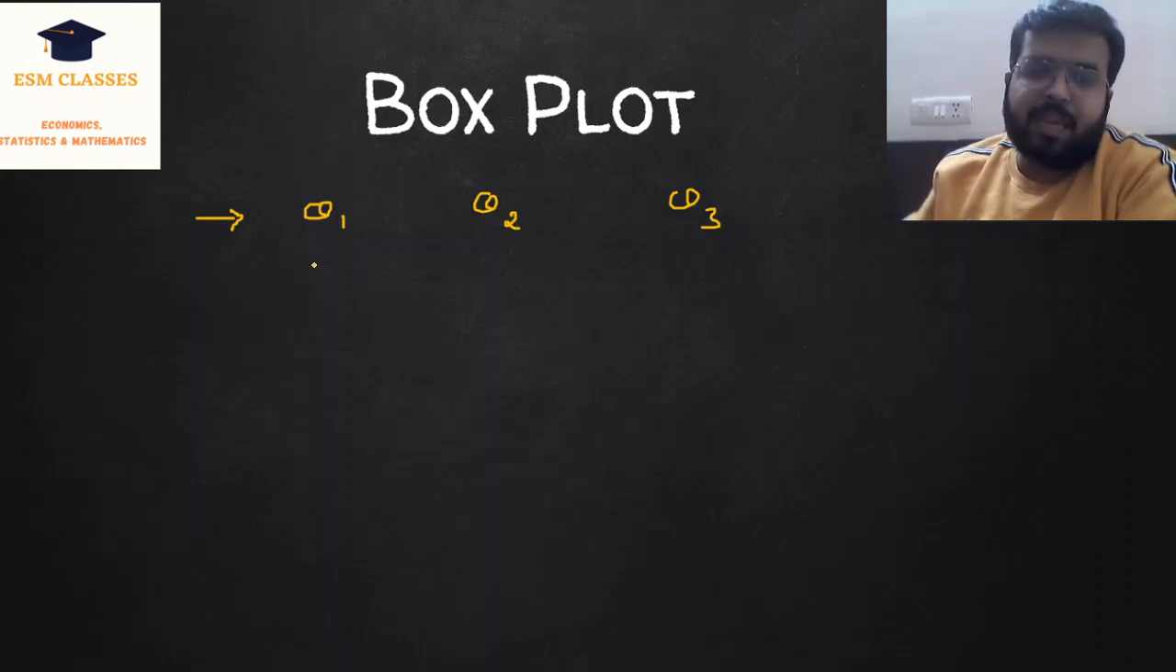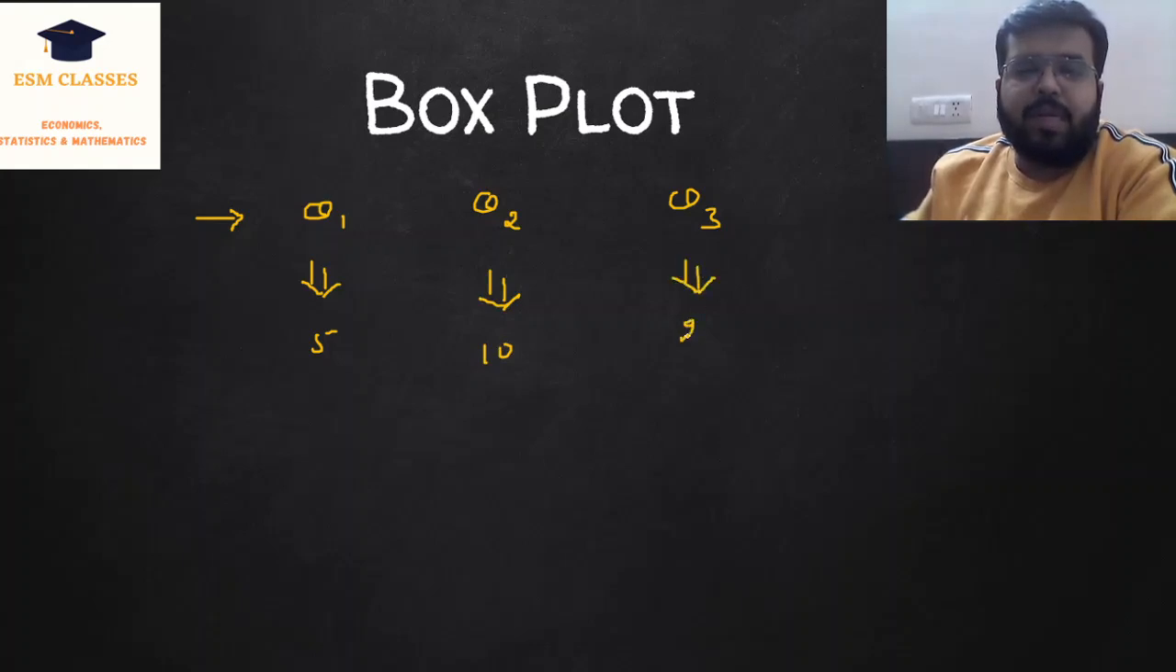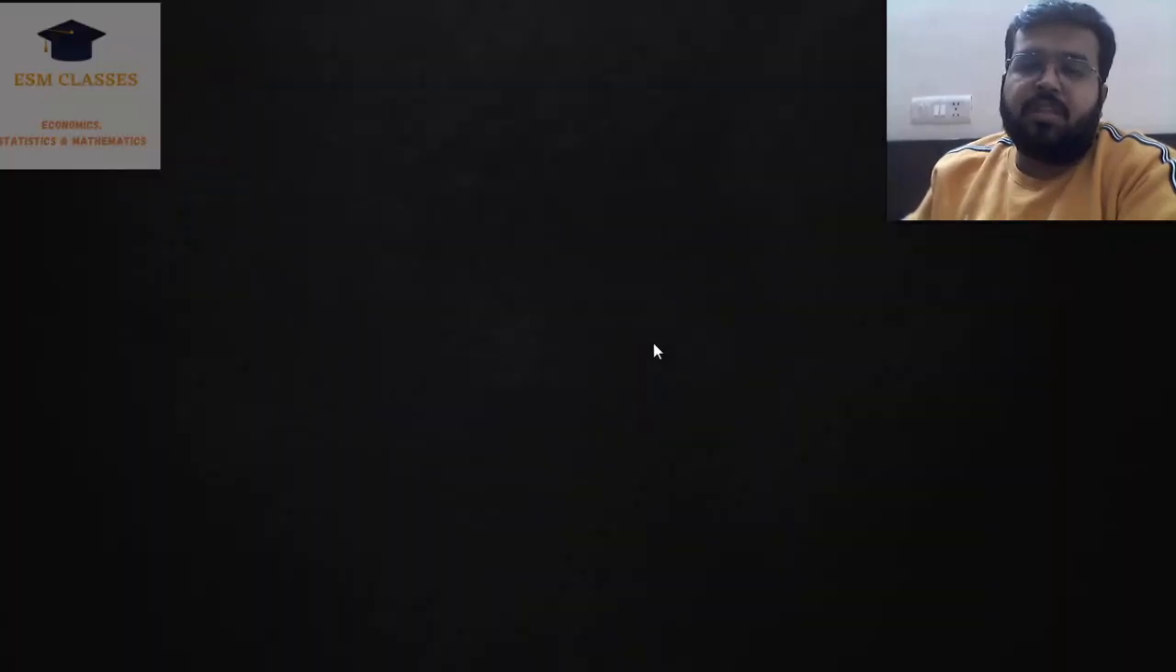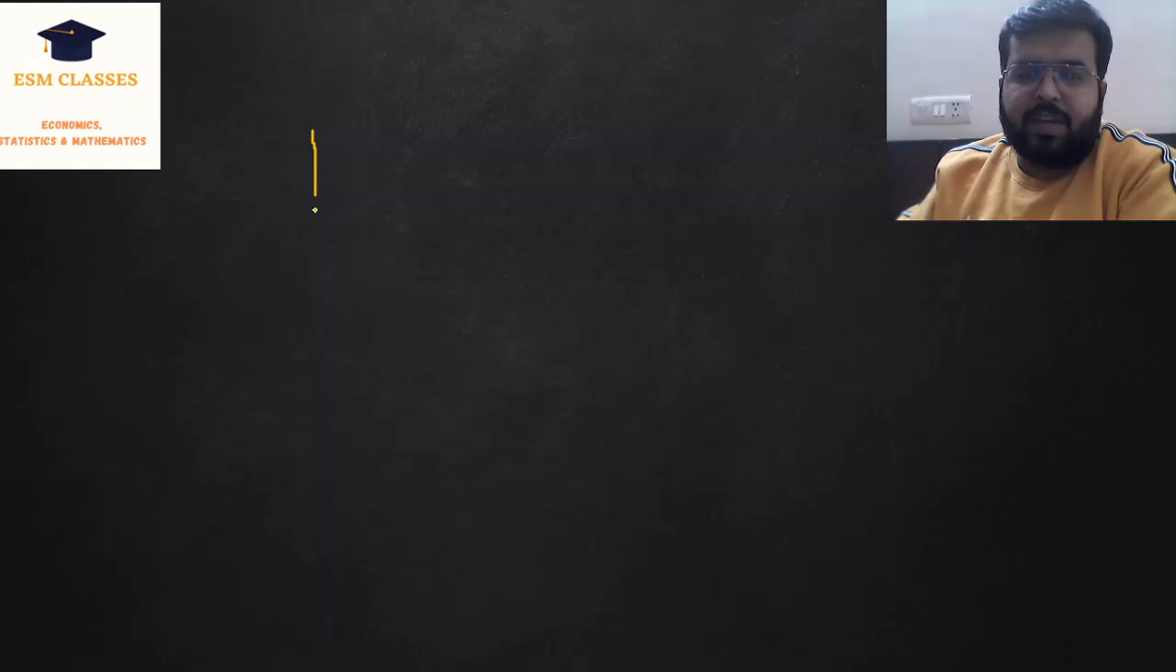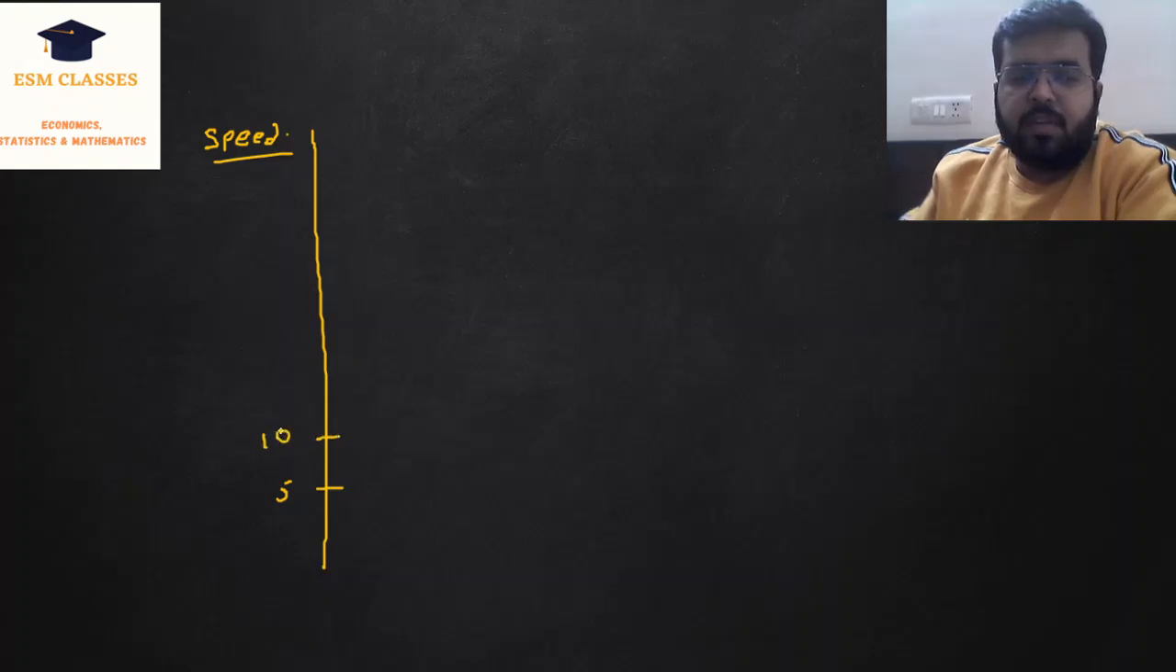For example, I'm just taking an example. Let's say Q1 equals 5, Q2 equals maybe 10, and let's say Q3 equals 20. So in this case, let's say this is my y-axis, and here I'm measuring, let's say, speed. Now let's say this is equal to 5, this is equal to 10, this is equal to 15, this is equal to 20. So this is my Q1, this is my Q2, and this is my Q3.